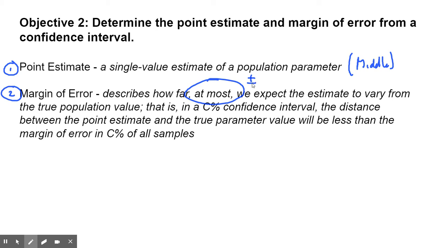And again, that is in a C% confidence interval. The distance between the point estimate and the true parameter value will be less than the margin of error in C% of all samples. Okay, so again, C% of the time. All right, so again, the margin of error, very important. It's how far from the true value, from that point estimate, we think we are. All right, so be aware of that.